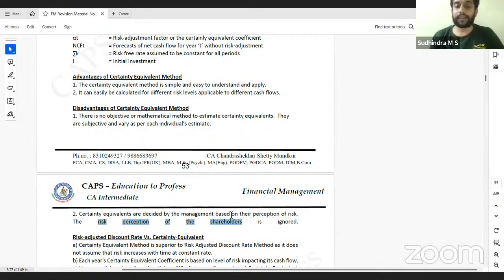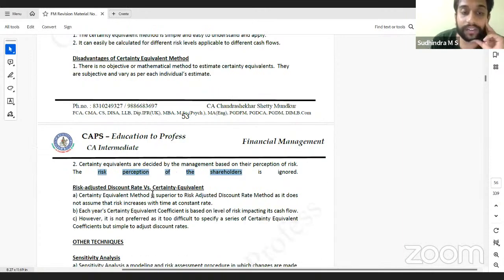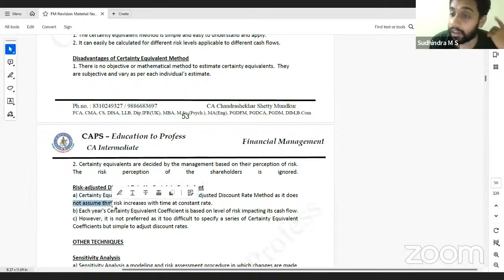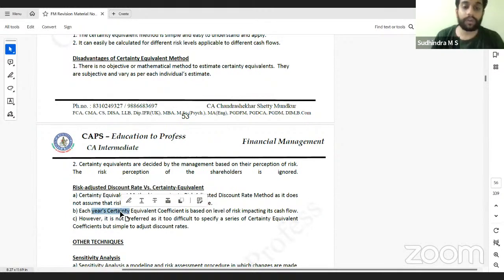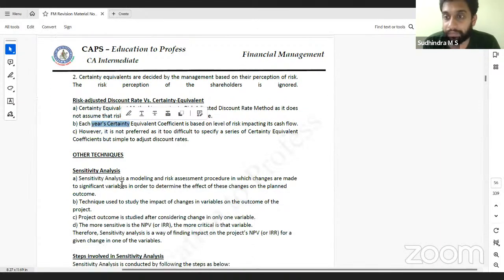When we compare RADR versus certainty equivalent, certainty equivalent is more superior as it removes the risk altogether. Each year the certainty equivalent coefficient is based on the level of risk impacting its cash flow. However, it is too difficult to specify a series of certainty equivalents. Certainty equivalent calculation is subjective, therefore it is not preferable.